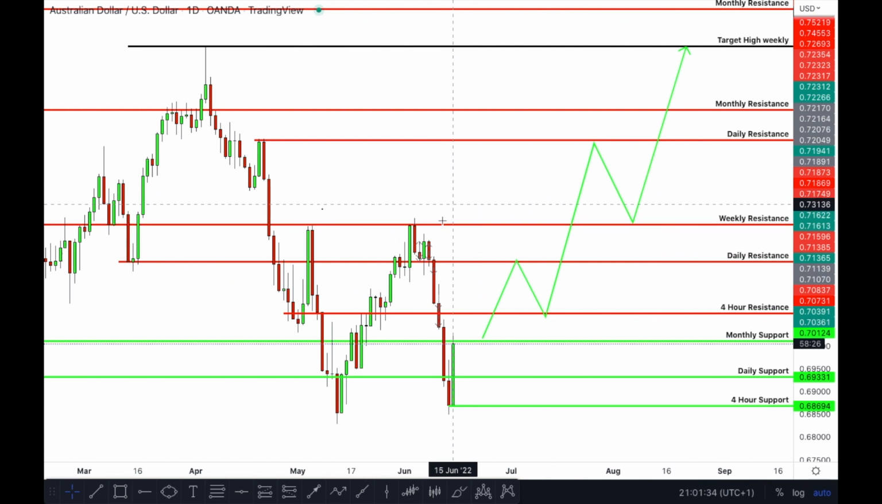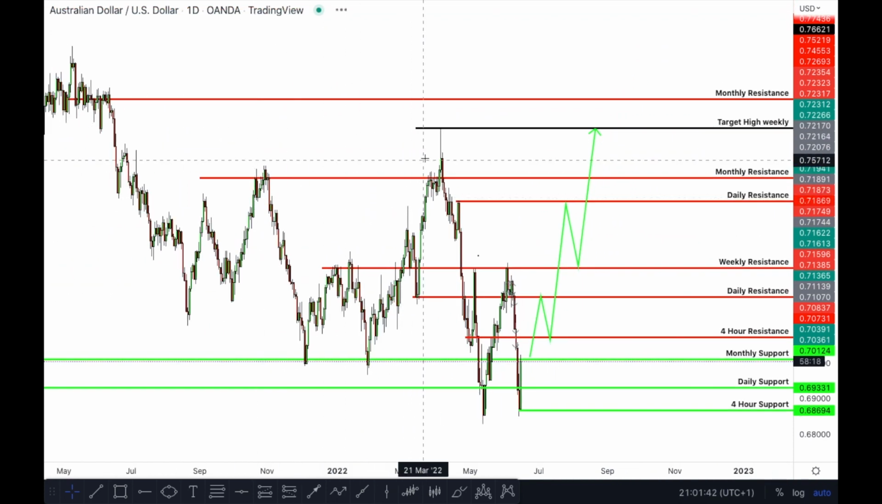So we are expecting for it to go up towards this top level here, and then a continuation towards the upside. Why are we looking at a continuation towards the upside? Well, we can see that there is a liquidity wick up here.